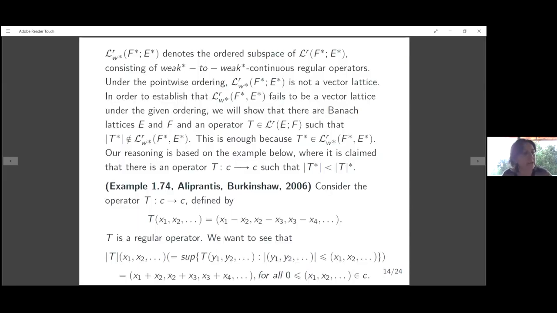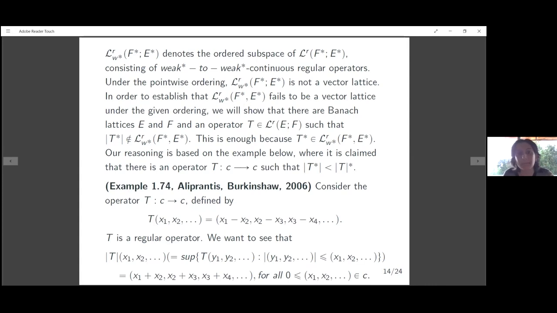And before going to the next result, I would love to introduce some discussion about the space of regular weak star to weak star continuous operators. So this is an ordered vector space under the pointwise ordering, but under this ordering, we will show now that this space is not a vector lattice, or not a Riesz space.